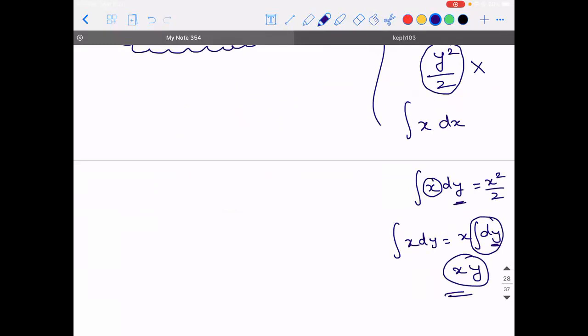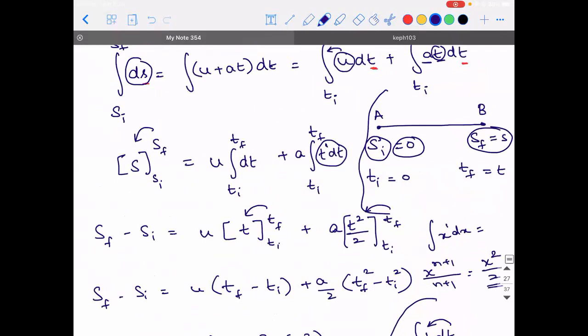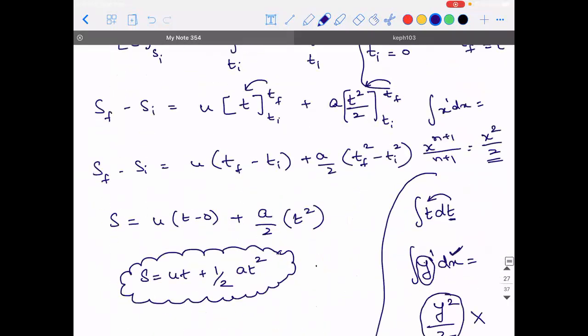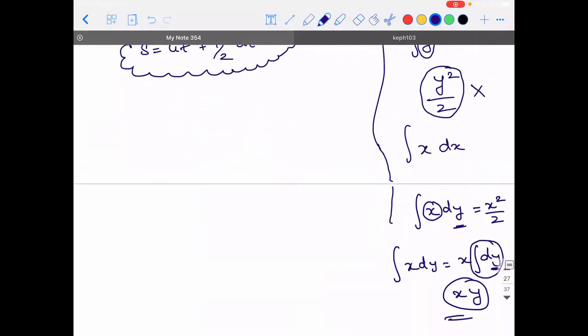You're able to understand? So out of a t, I took only a outside because time is a variable and you're integrating it with respect to time. Got it, sir. Sir, in the last case you told that integral of x dy equals x multiplied by integral of dy, sir.